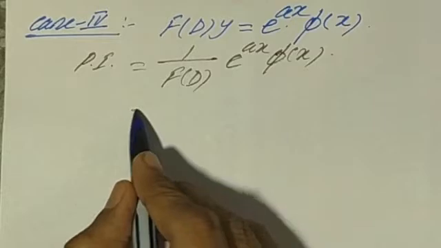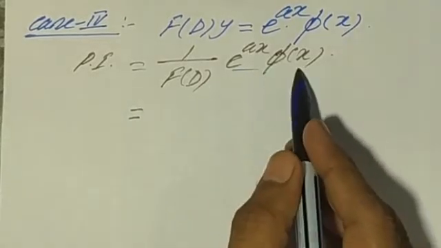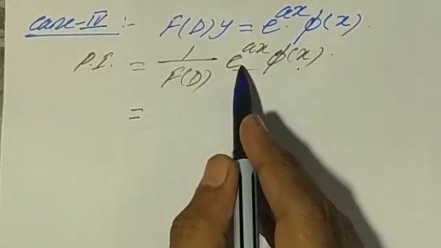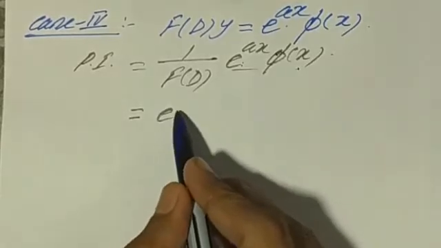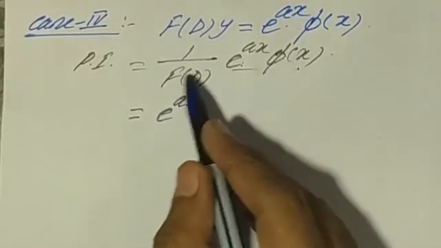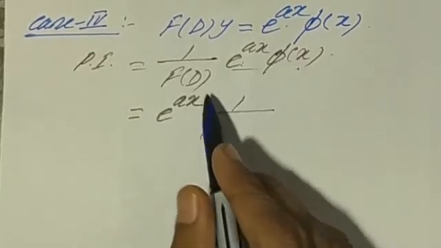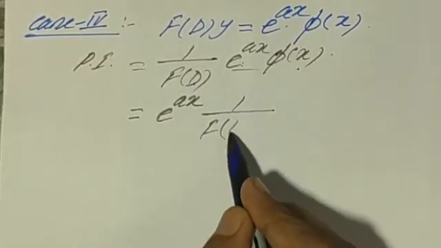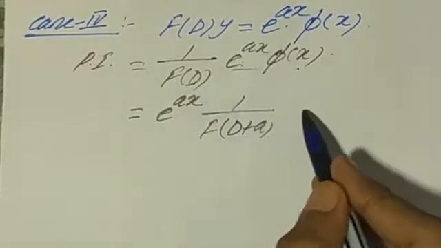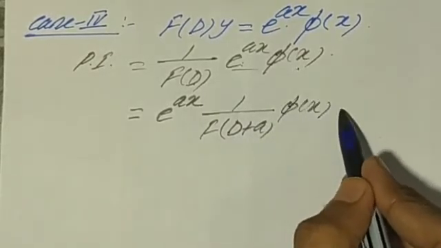So the rule to find the particular integral of such kind of function is we need to take this e raised to the power ax out of this expression, and then we need to replace D by D plus a, and we put phi(x) as it is.